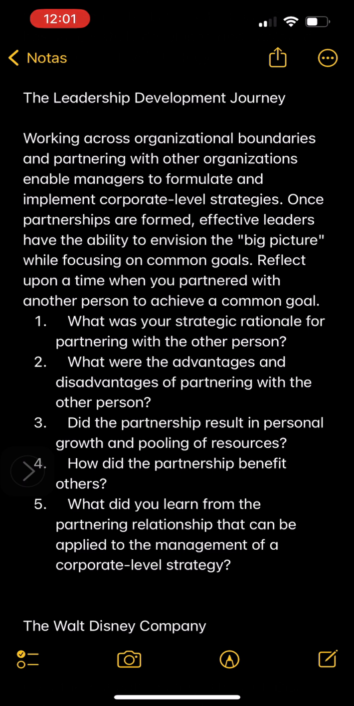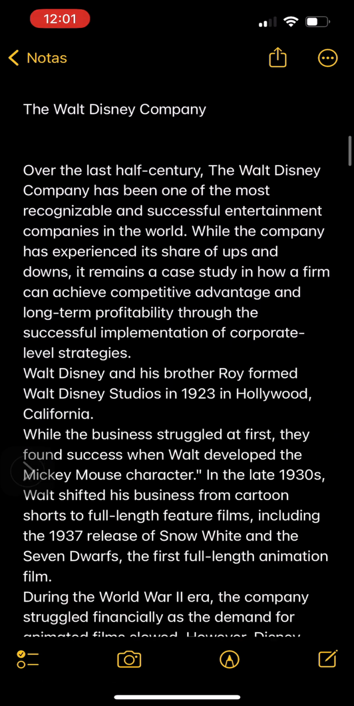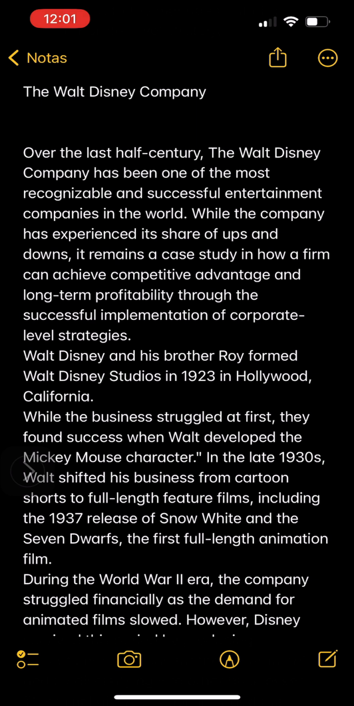The Walt Disney Company. Over the last half century, the Walt Disney Company has been one of the most recognizable and successful entertainment companies in the world. While the company has experienced its share of ups and downs, it remains a case study in how a firm can achieve competitive advantage and long-term profitability through the successful implementation of corporate level strategies.